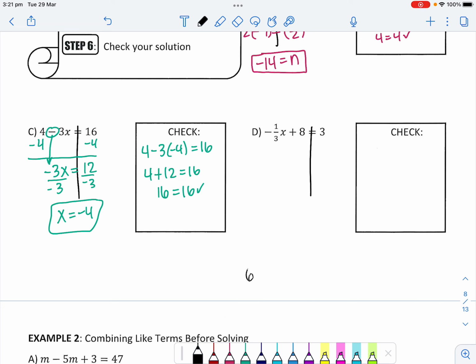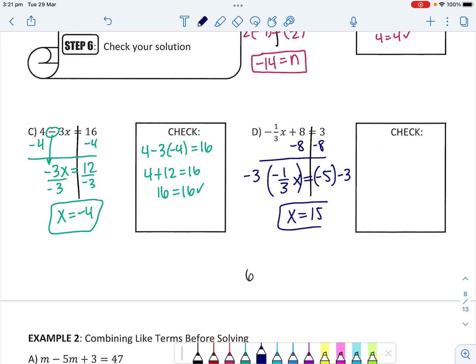Part D, I'm going to subtract 8 from both sides first, so negative 1/3 x equals negative 5. And then I'm going to multiply by negative 3 to take care of the negative and the fraction at the same time. So x equals 15.